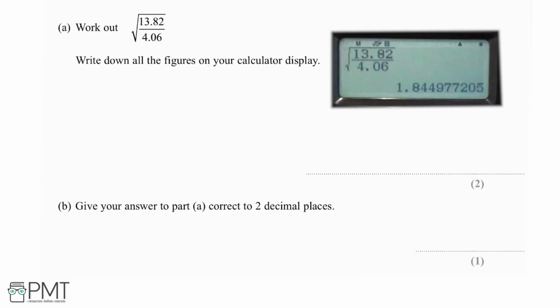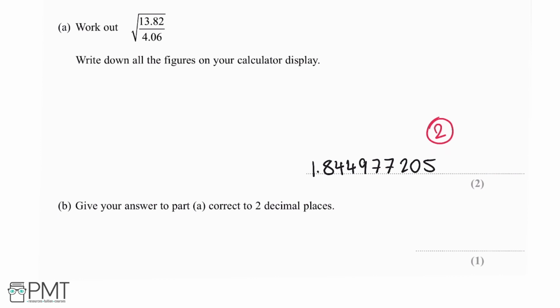If I press equals, I should now get this on the calculator display. So if we write down everything we saw on our calculator, we'll get 1.844977205. And doing that will give us 2 marks. Now part B wants us to give the answer to part A to 2 decimal places.